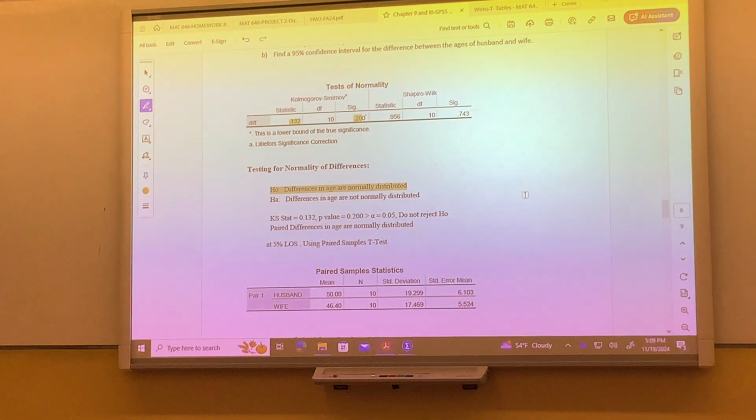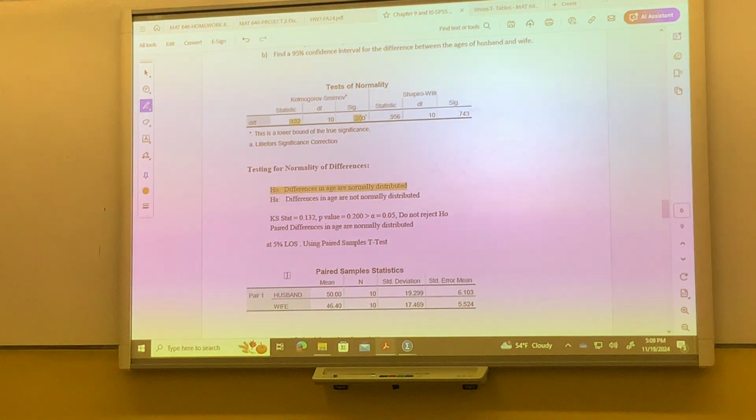You have a do not reject. So you're doing the same thing. Pair of hypotheses, and every time you do this, check. You have your pair of hypotheses, you have your test statistic, that is the KS test statistic of 0.132. You have a p-value, and here it was greater than alpha. So you have a decision based on the p-value, and then you have your conclusion as to whether the differences are normally distributed or not.